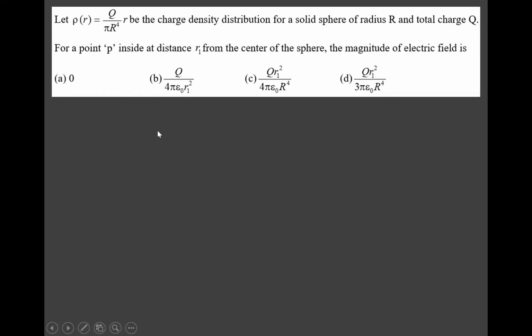Now see here, for the solid sphere, the charge density that is given to you is rho at r = Q/(pi R^4) times r. And now we have to find the electric field at a point P inside the sphere at a distance r1 from the center. This is our question. So here we can solve this problem with the help of Gauss's theorem.